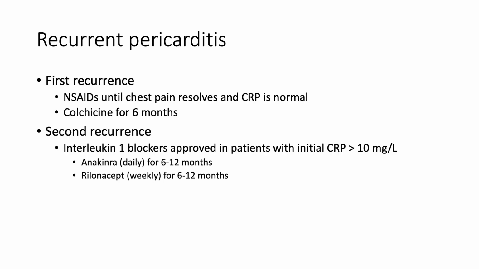Unfortunately, pericarditis frequently recurs, and so for your first recurrence, you're going to still treat it with NSAIDs and colchicine. You'll just do a longer course. If they have a second recurrence, though, the FDA has approved interleukin-1 blockers to treat those patients. So anakinra is a daily injection that you can use, or rilonacept is a weekly injection. And typically, you're going to treat them for 6 to 12 months to prevent recurrent pericarditis.